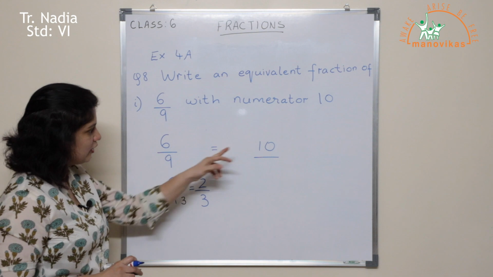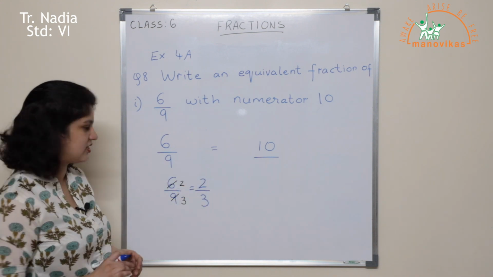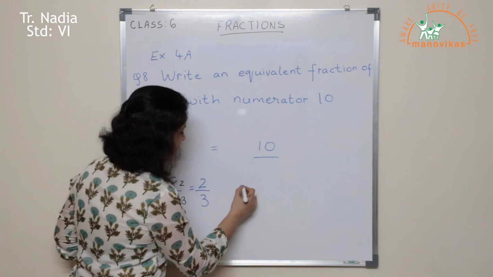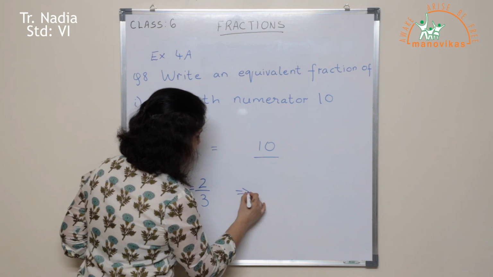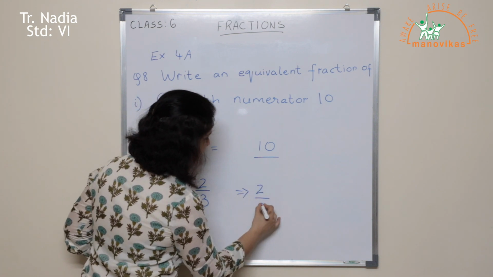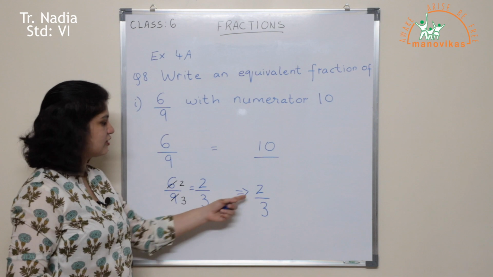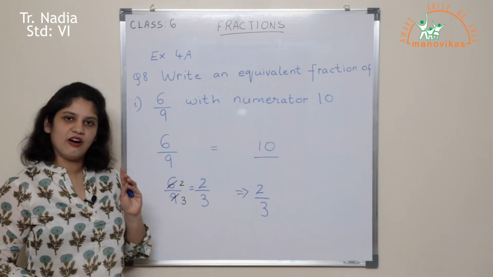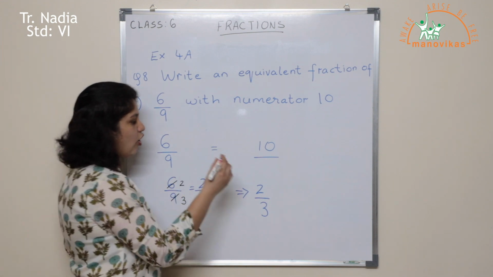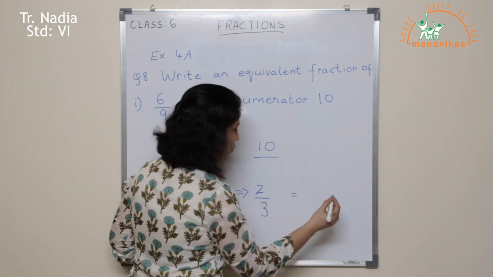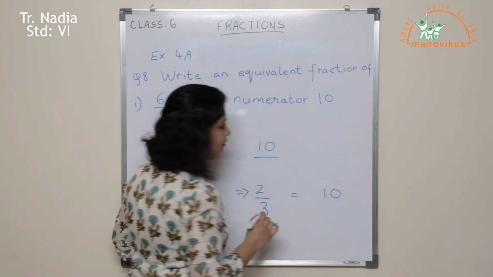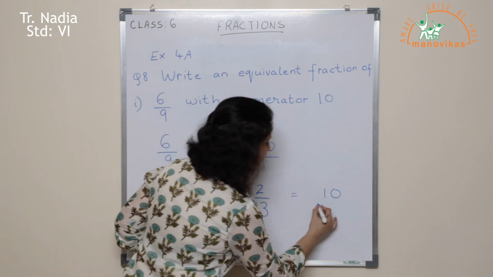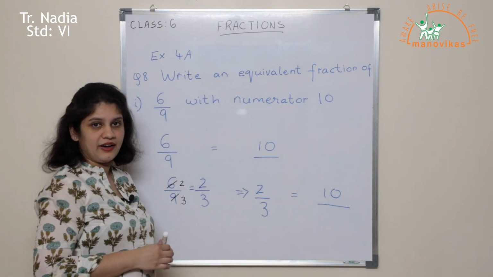Now can I get the numerator 10 from this fraction? Let us try. 2 upon 3. Please remember children, this 2 upon 3 I have got from my fraction 6 upon 9 after reducing. Now according to my question, I want an equivalent fraction which will have numerator 10. The denominator is unknown, we have to find.